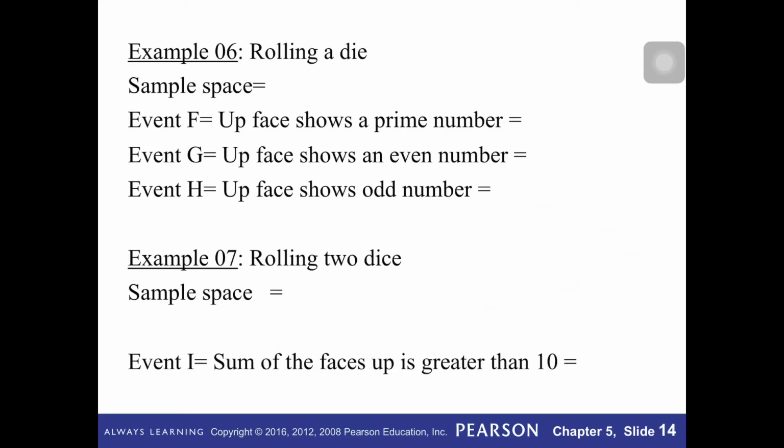Rolling a die. Sample space. What is the sample space for rolling a die? What are the values? 1, 2, 3, 4, 5, 6. These are all the possible values, right? So the sample space is 1, 2, 3, 4, 5, 6. These are all the possible outcomes.